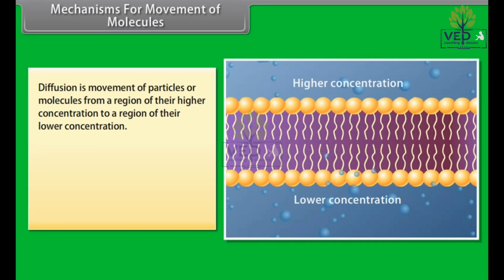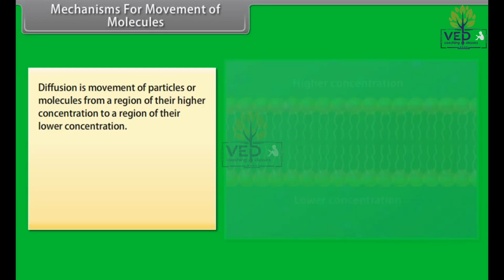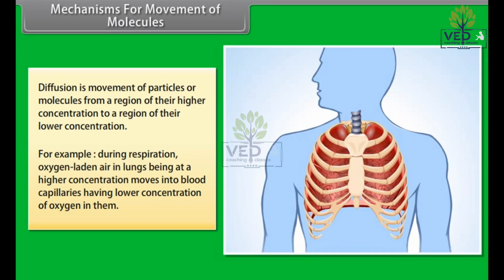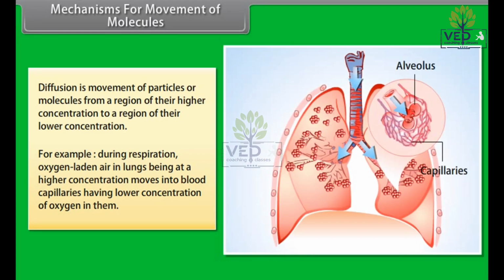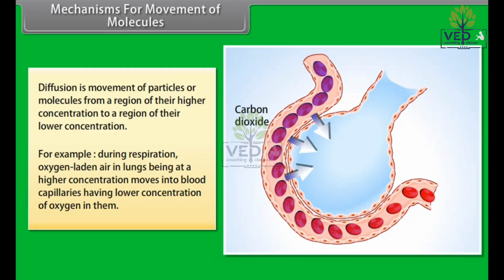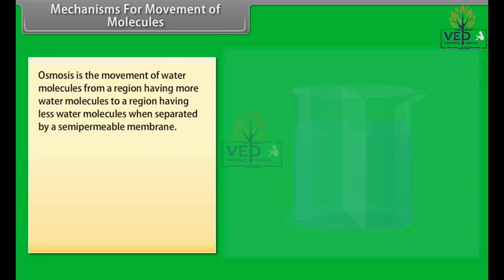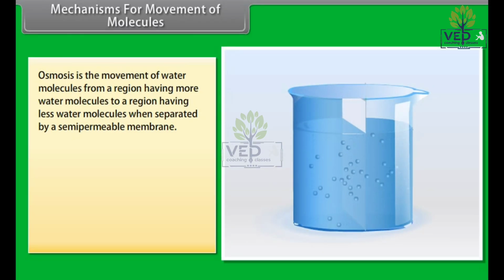Diffusion is movement of particles or molecules from a region of their higher concentration to a region of their lower concentration. For example, during respiration, oxygen-laden air in lungs, being at a higher concentration, moves into blood capillaries having lower concentration of oxygen in them. Osmosis is the movement of water molecules from a region having more water molecules to a region having fewer water molecules when separated by a semi-permeable membrane.